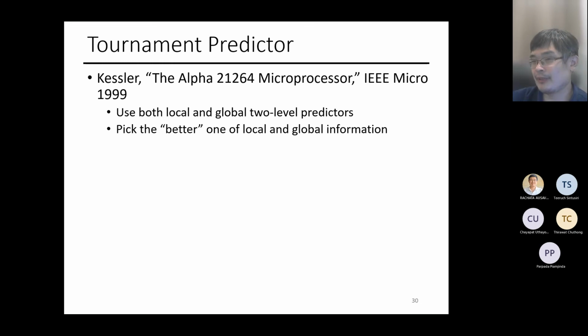But again, as you can see, the hardware design can get more complicated, right? It can get more complicated. So the branch predictor design will start to consume more and more transistors.